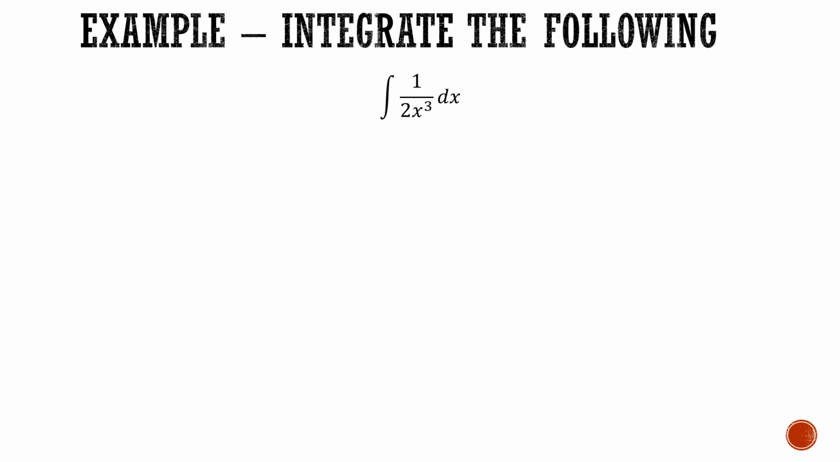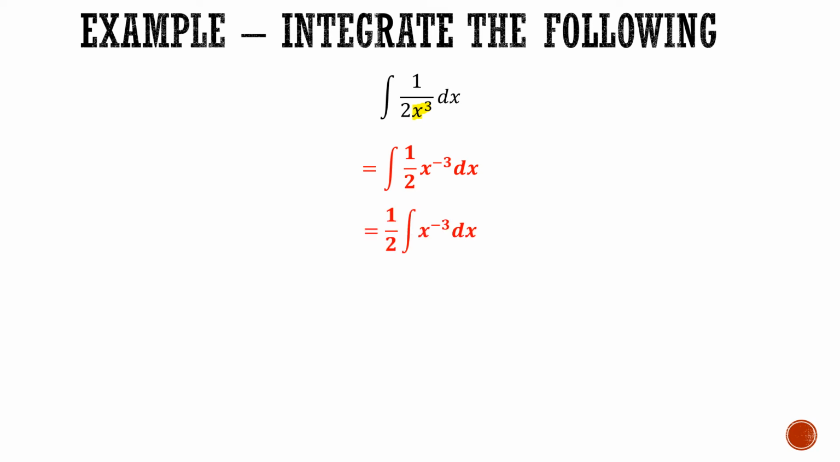All right, the next example, we have 1 over 2 x cubed. So the first thing I'm going to do is rewrite it. But when I rewrite it, I need to recognize that the only thing I'm going to bring up is this x cubed. So it's going to stay 1 half, and then I'm going to bring up the x cubed. So I have the integral of 1 half x to the negative 3 dx.